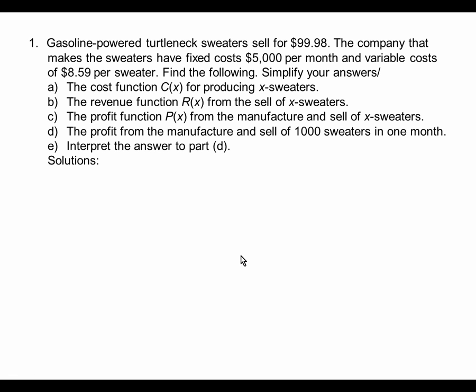So our solutions. In part A, we're supposed to find the cost function. Remember, it's the mx plus b, the variable cost of $8.59 and our fixed cost of $5,000. So it's your mx plus b. Now the revenue function. Remember, the revenue is what you're selling them for, $99.98, times the number you sell, which is X. So our capital R of X is 99.98x.